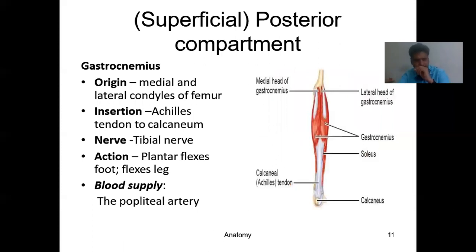What is gastrocnemius? Its origin, insertion, nerve supply, action, blood supply. It arises, as I told, with two heads from the medial and lateral condyles of the femur. The insertion is into the calcaneum through the Achilles tendon, what is called the tendocalcaneus. Nerve supply is the tibial nerve. Action mainly is plantar flexion at the ankle joint and flexing the leg. It is supplied by the popliteal artery.